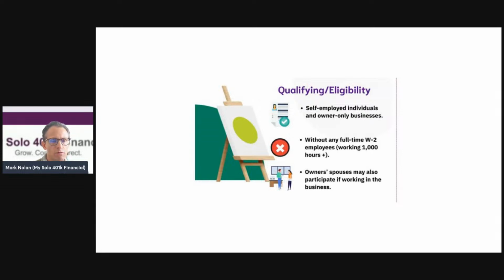So if you want to open a solo 401k plan and you own multiple businesses, you're going to have to determine whether or not any of your self-employed businesses have any full-time non-owner W-2 employees, which is defined as a non-owner common law employee who works 1,000 hours or more. If that's the case, then you would not qualify to open a solo 401k plan. Your spouse can also participate in the plan as long as he or she is also working in the business. That's why oftentimes you'll hear terminology of spouse solo 401k, a solo 401k for both spouses.